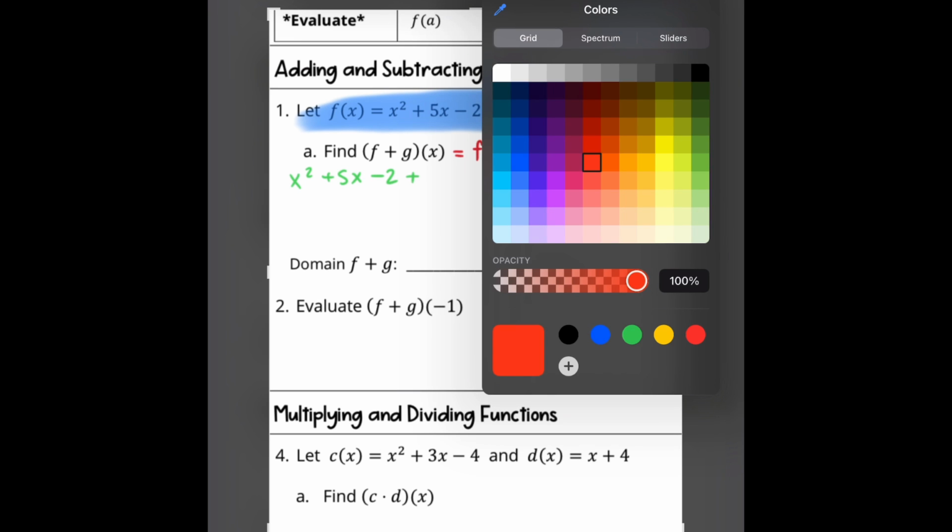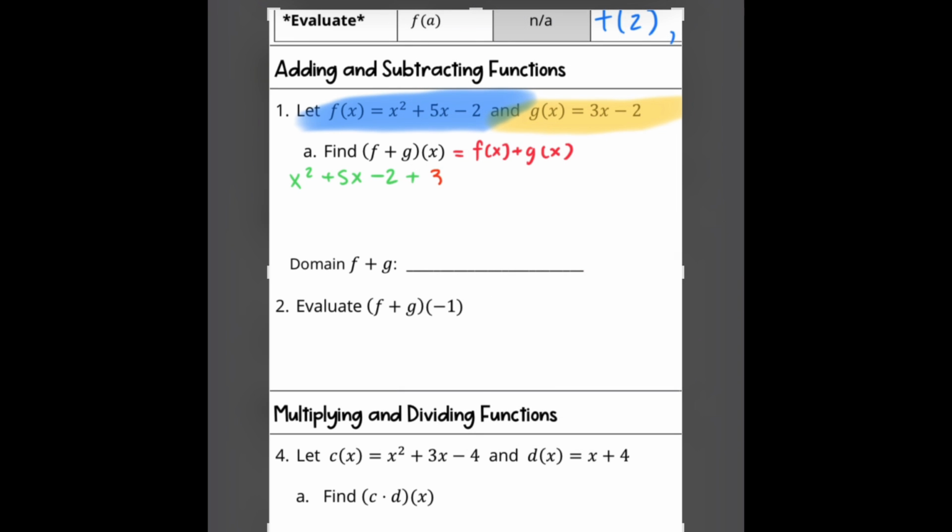Let's do, it's like the same as red, but okay, whatever. 3x minus 2. And then once we have that, we can now combine like terms. So we have a few different like terms here. This is a little big, but you get the idea. We're going to go ahead and add those like terms, combine like terms.